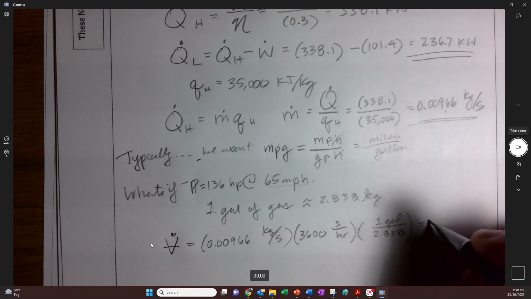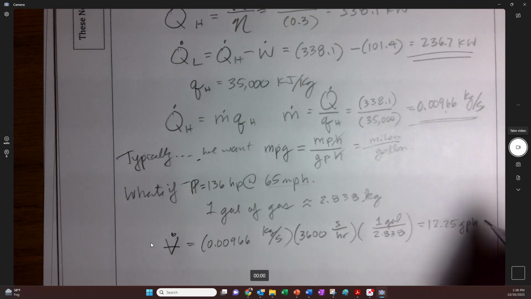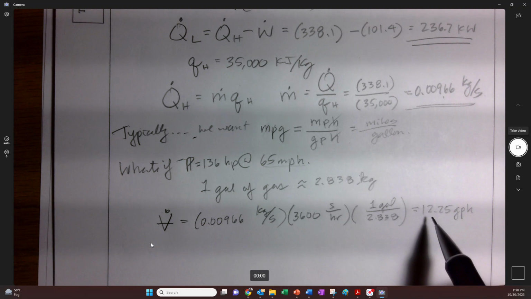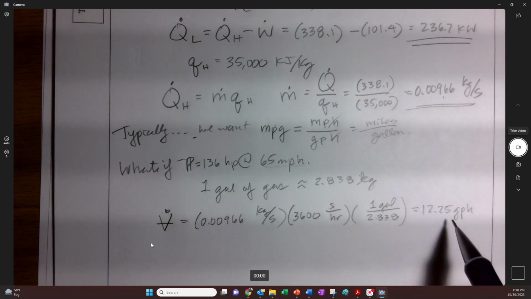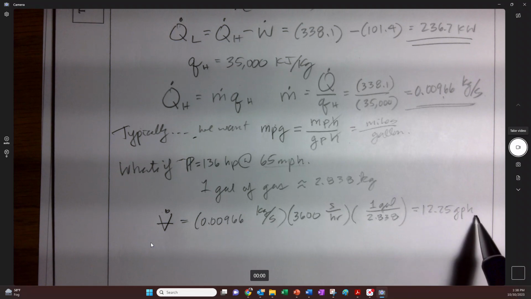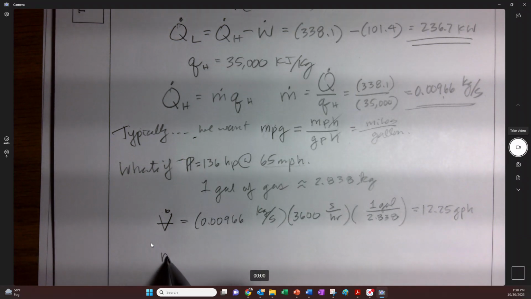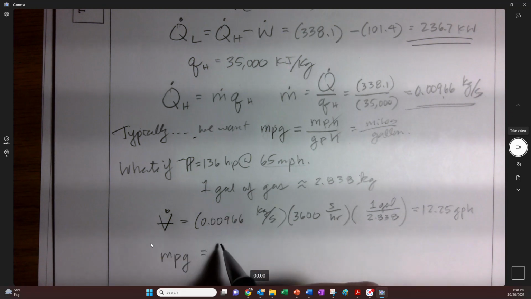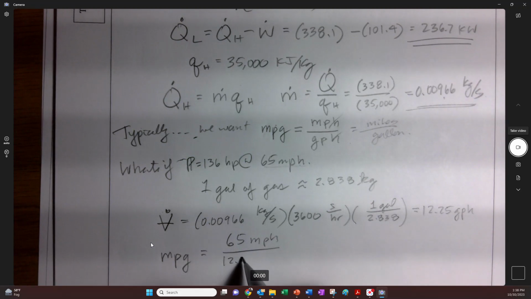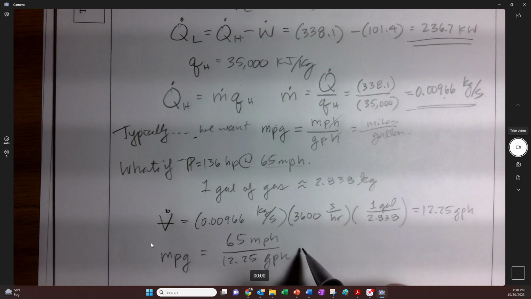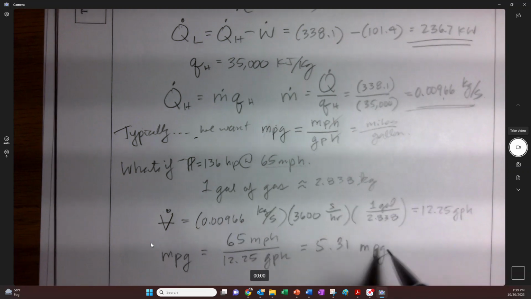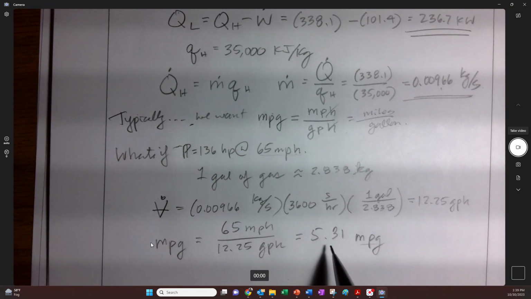And so my volumetric flow is going to be 12.25 gallons per hour, which seems like a lot. I mean, I think I have a 20-gallon tank. So I would have to get gas more than twice, every other hour at least, right? But anyway, miles per gallon is going to be 65 miles per hour divided by 12.25 gallons per hour, which ends up being 5.31 miles per gallon. Kind of redundant right there. But anyway, that gives you sort of an idea, right?